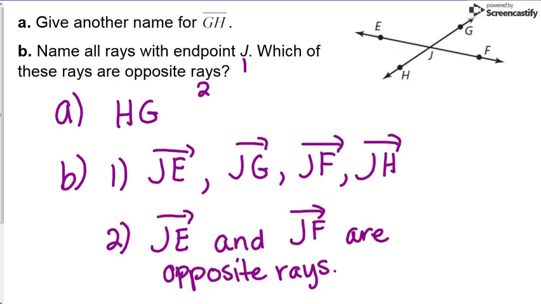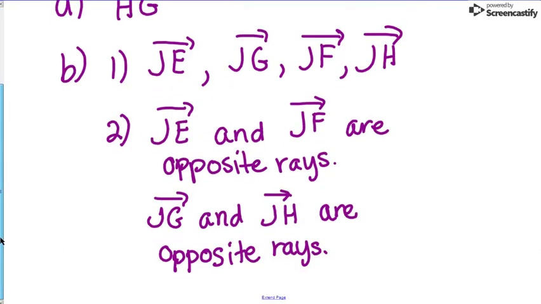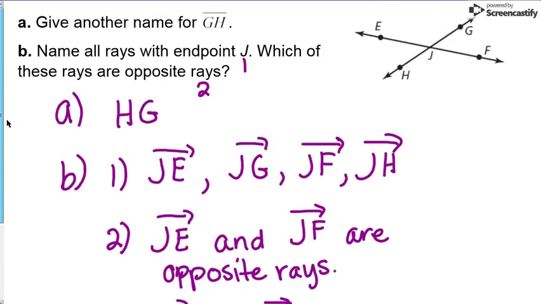Next question says, which of these rays are opposite rays? So as I said, when you think of an opposite ray, they have to share an endpoint, or they have to share a point along the way, and then they also have to be going in the opposite direction. So JE and JF would be opposite rays. And you could also say that JG and JH are opposite rays. So JG and JH going in the opposite directions.